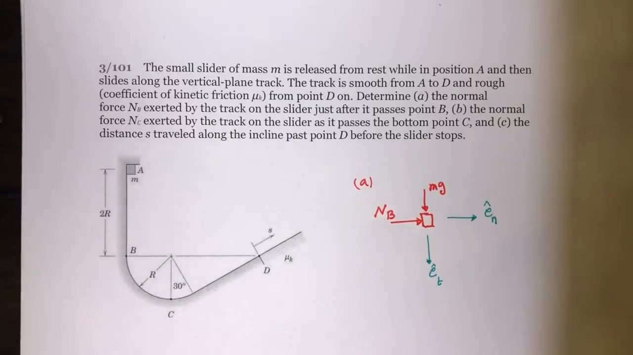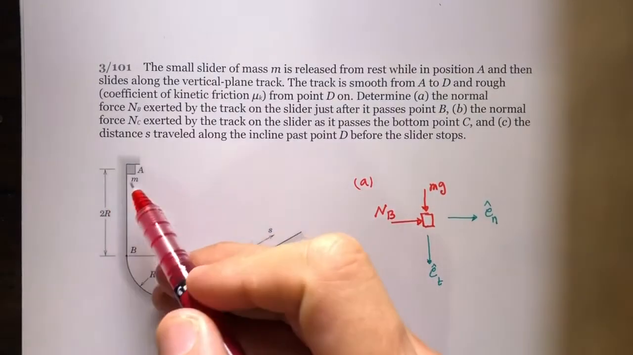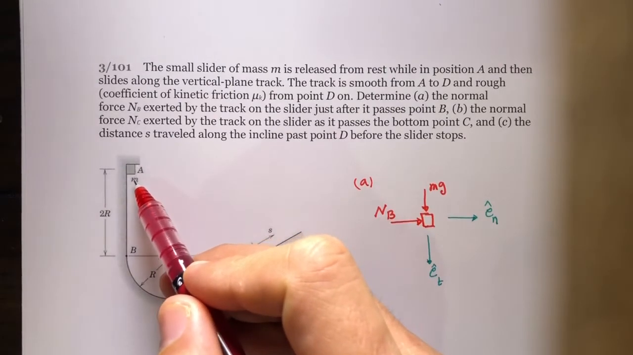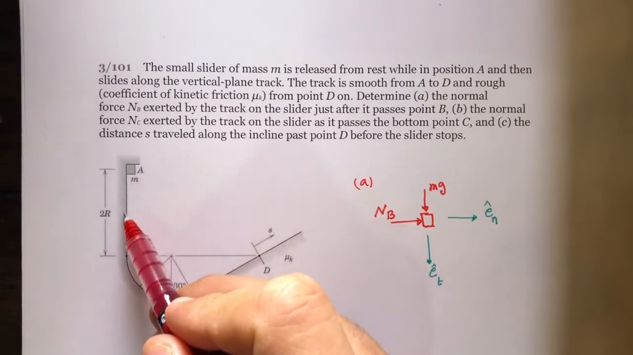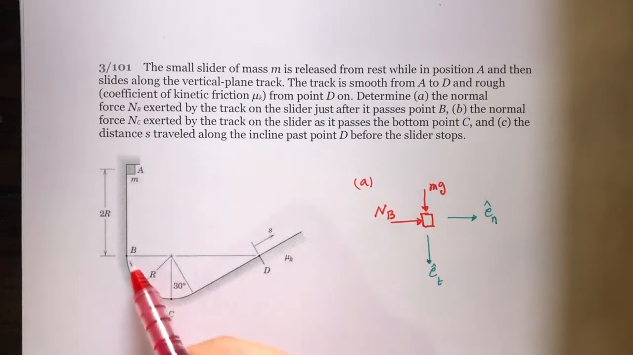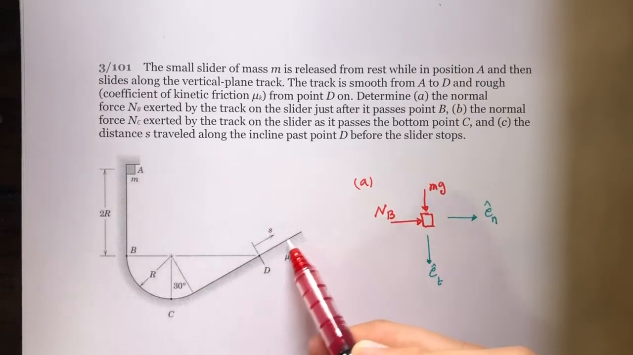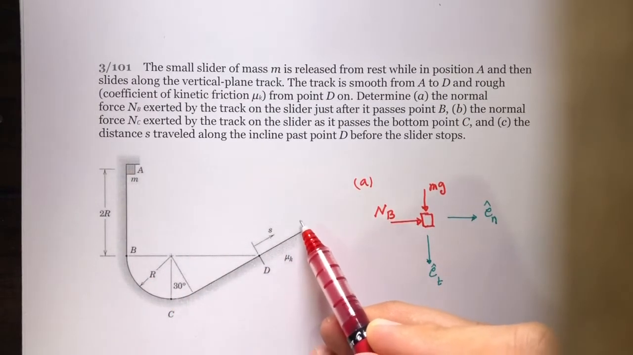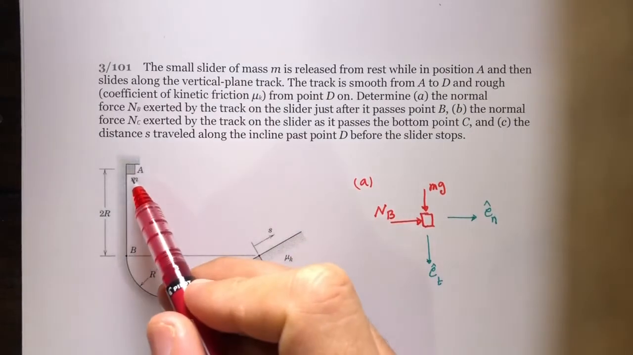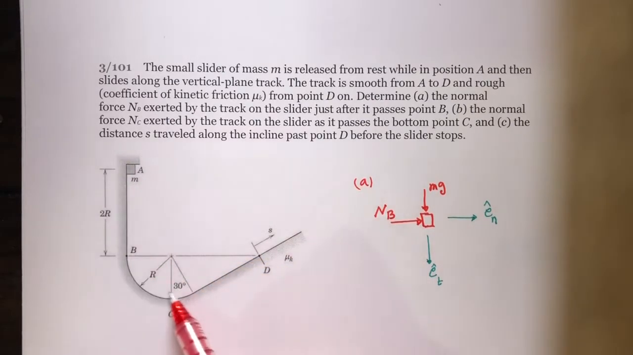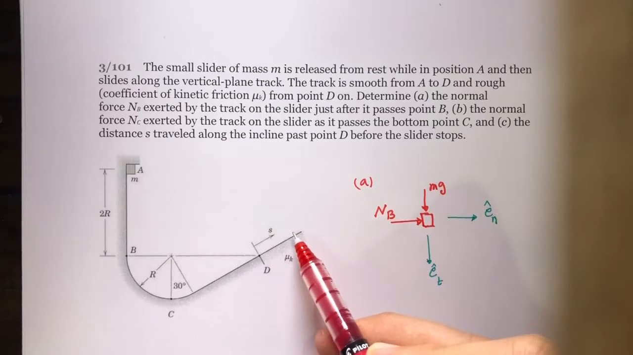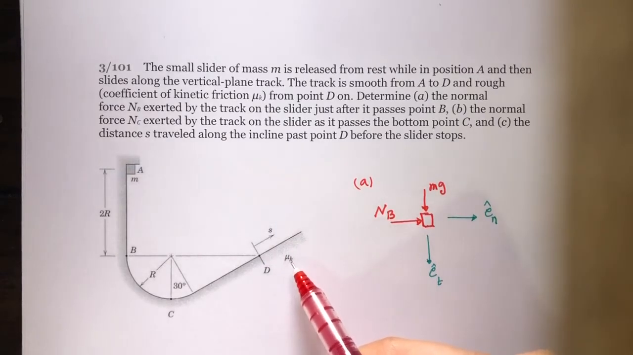Problem 101. In this problem, we have a particle which we are releasing from point A, and it's going to go down over this curve, and finally it's going to enter this area and go up and stop somewhere here. There is no friction between the particle and ground from here to point D, but after that we are going to have friction with the coefficient of mu k.